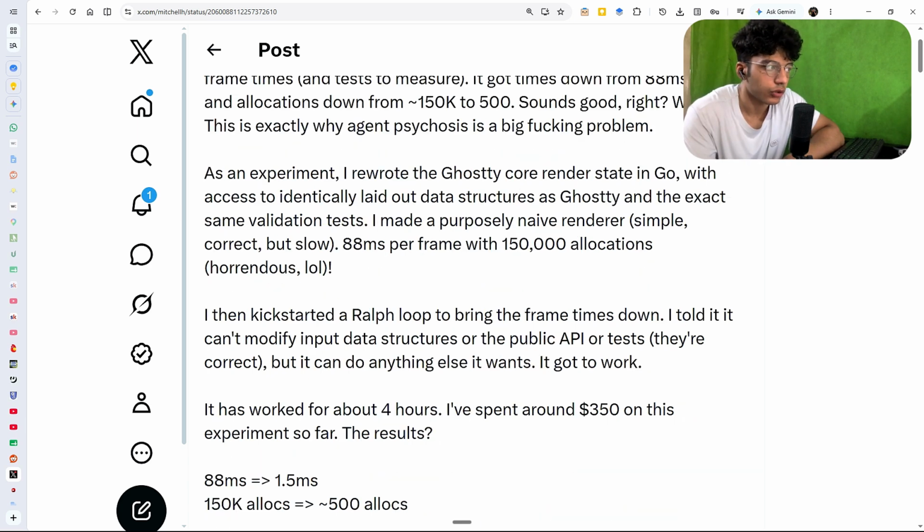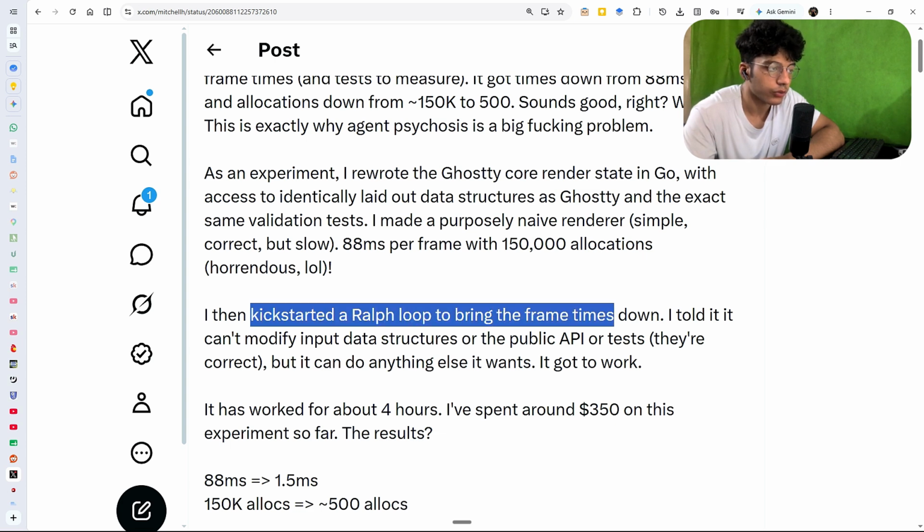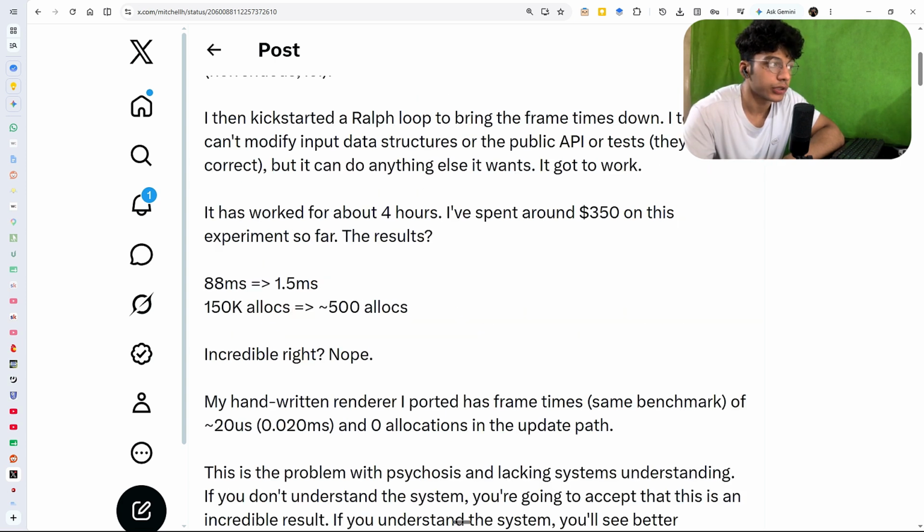So to start off, he hand wrote a naive renderer, a purposely unoptimized renderer that does 150,000 allocations per frame, and it takes 88 milliseconds to render a frame, right? Now that is pretty horrible. So he then started an AI agent to bring the frame times down, right? To optimize the whole thing. It's been going for 4 hours. It's spent around $350. And here's the results.